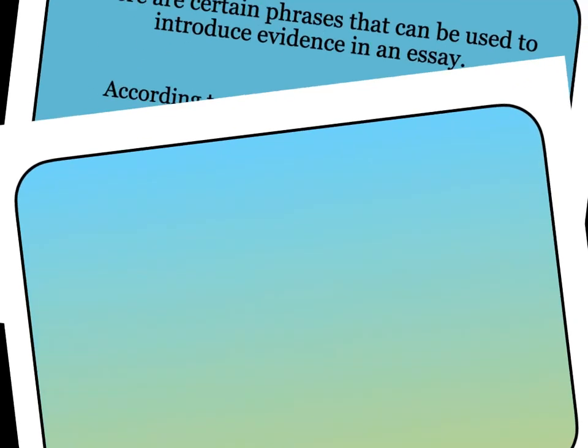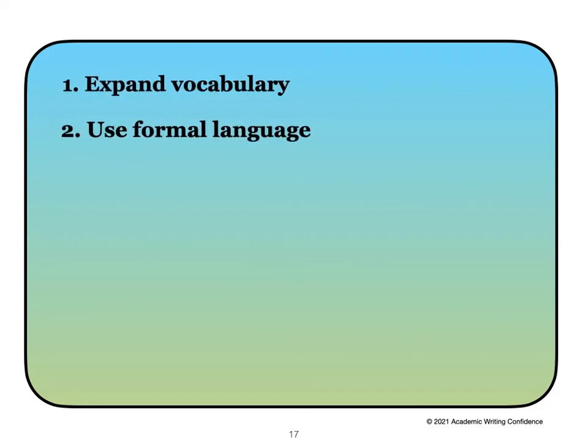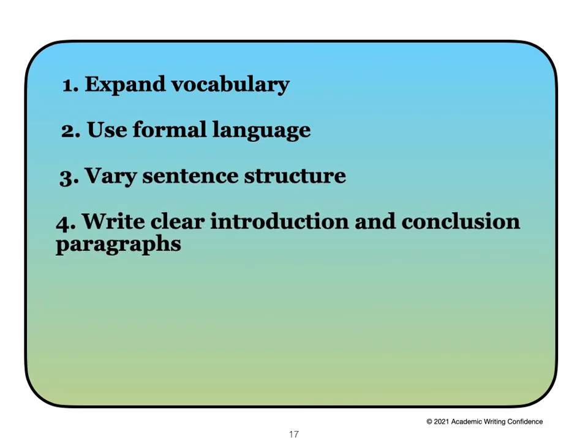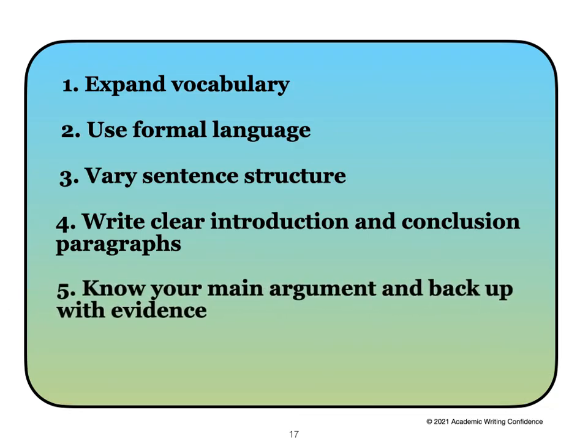So we have looked at 5 ways that could help to improve your academic writing. Expand your vocabulary, use formal language, vary your sentence structure, write clear introduction and conclusion paragraphs, and know your main argument and back it up with evidence. Improving all of these things will help to make your academic writing level higher.